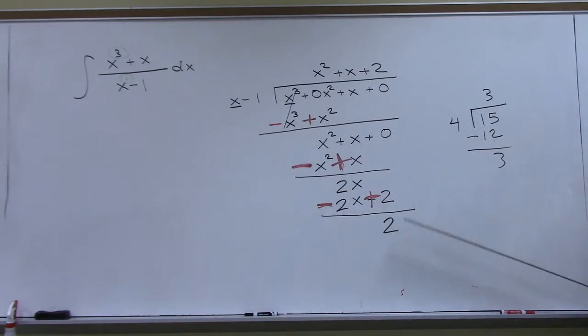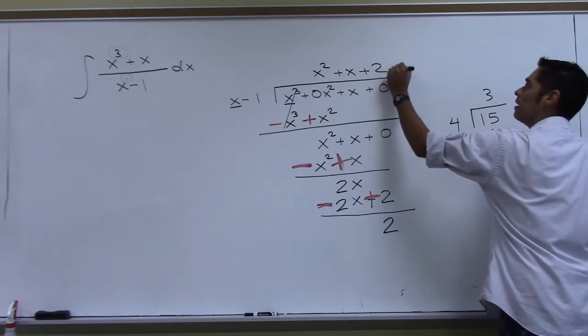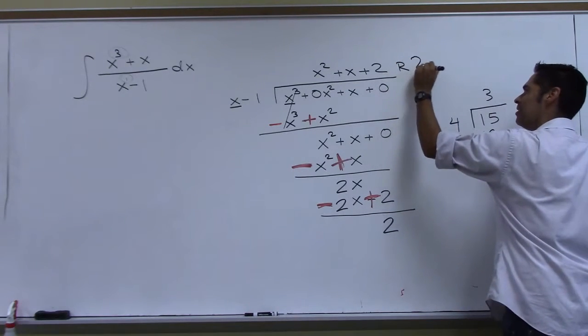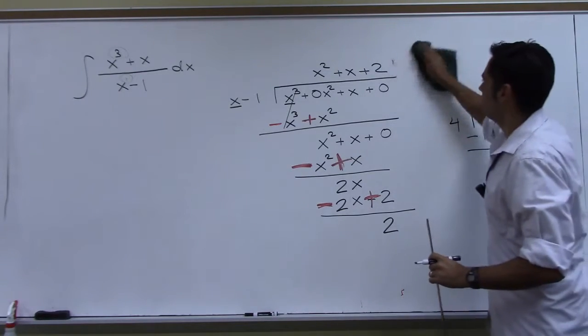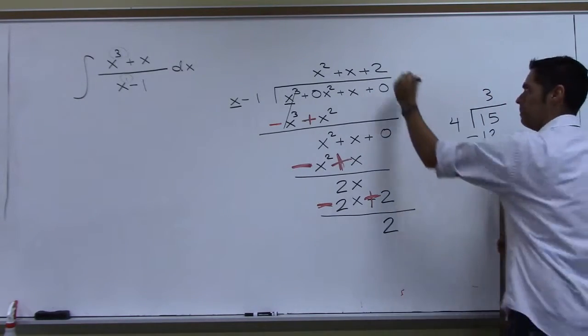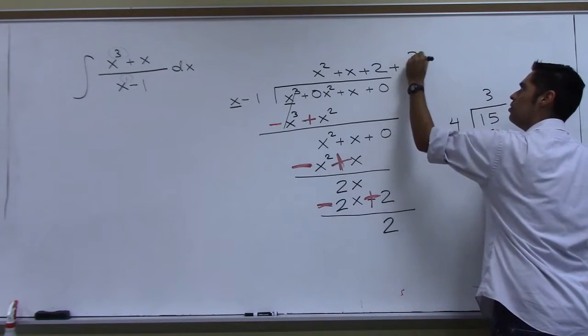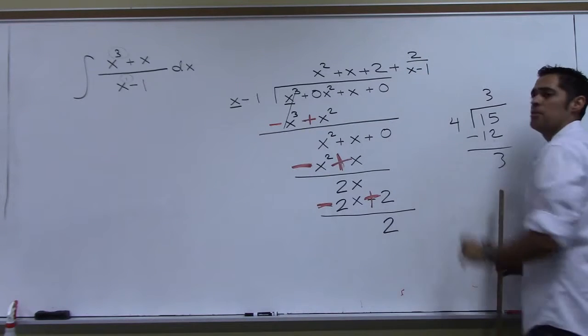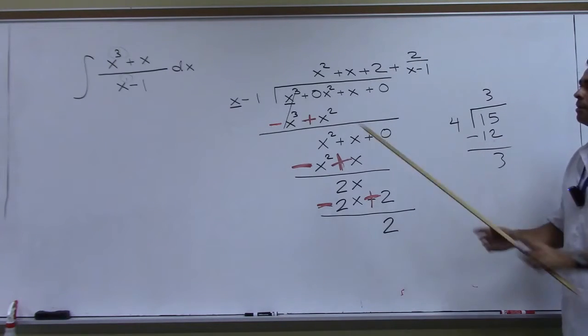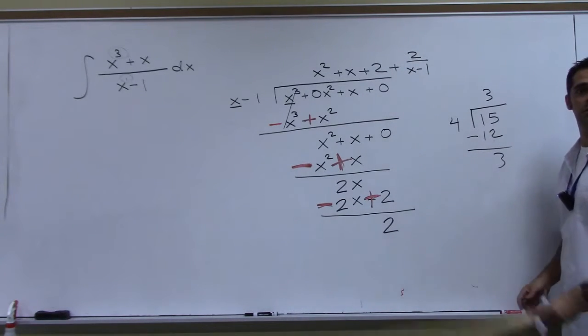All right, but this is a remainder, isn't it? In our remainder, how do we write a remainder? Like grade school, like this, remainder 2? No, we don't do that, do we? What do we really write? We write plus 2, the remainder, over the divisor, x minus 1. Remainder over divisor.